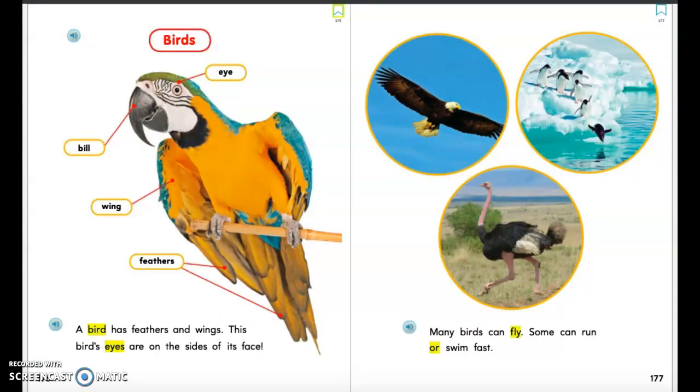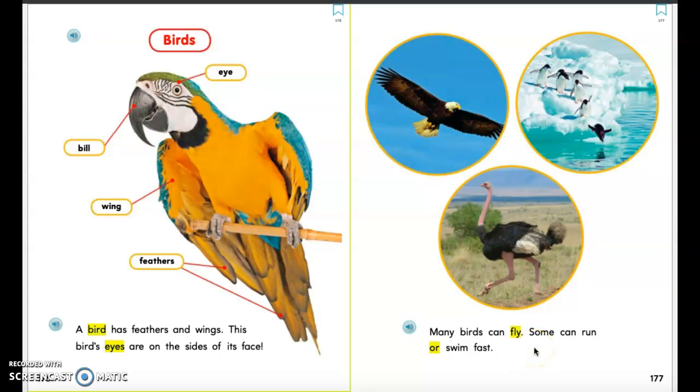And our fourth animal group, birds. A bird has feathers and wings. This bird's eyes are on the side of its face. And his labels are eye, bill, wing, and feathers. So we talked yesterday in class that sometimes the bird, they don't call it a nose, okay, they call it a bill, or sometimes they call it a beak for birds.